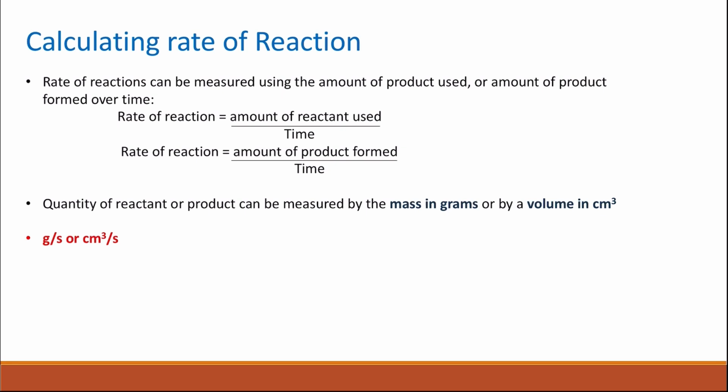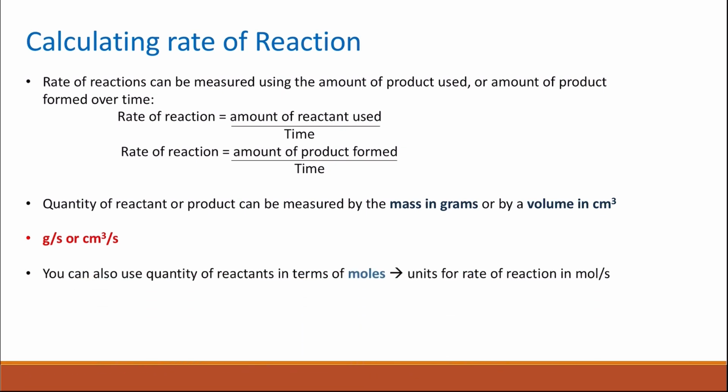We can also calculate the amount of reactants or product in terms of moles. Moles is the mass in grams over the molecular mass. So we can also use moles, and then the unit will be moles per second instead of grams per second or cubic centimeters per second.